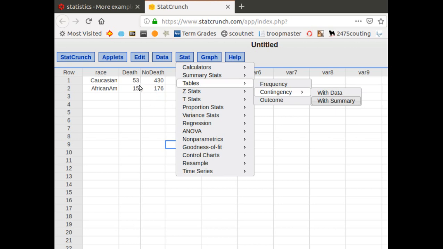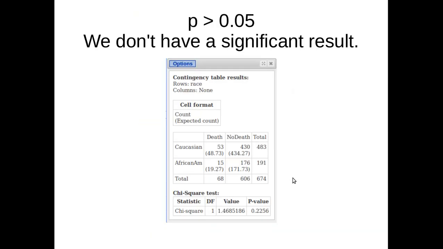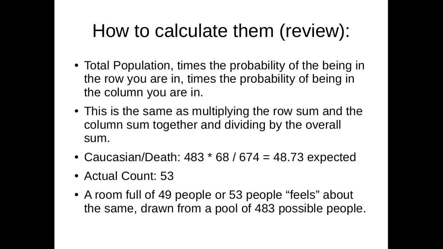Okay, so this is kind of hazy. But for example, here where there's a 0, that is a glaring indicator that you don't have enough data. When your expected count and actual count are only off by a couple individuals, you should not expect the p-value to contradict your intuition and to reject the null hypothesis. So if you're only off by a little bit, you should fail to reject the null hypothesis.